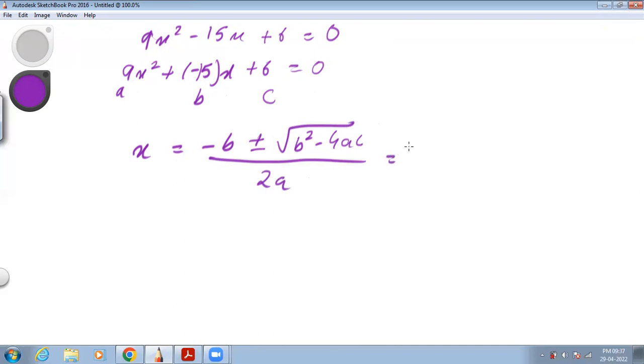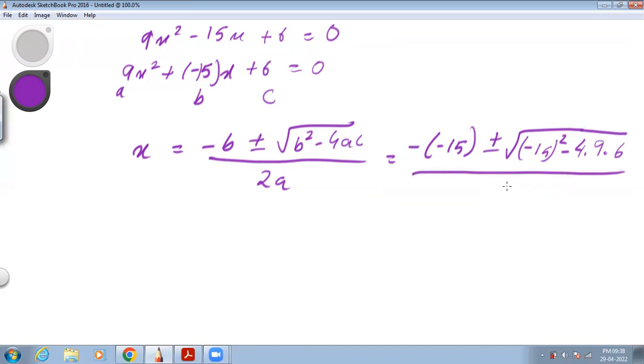So minus b means minus of minus 15. Don't make this mistake, okay? There is minus 15 already there. So b is actually minus 15 here. So minus of minus 15 plus minus root over minus 15 whole square minus 4 into a, which is 9, into c, which is 6, divided by twice of a. So 2 into a is 18.